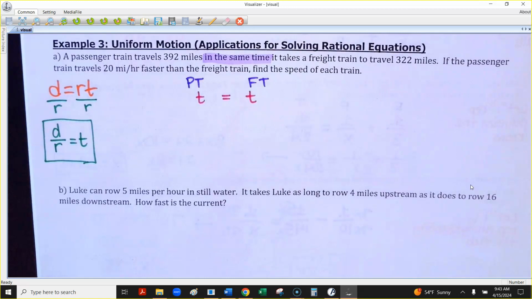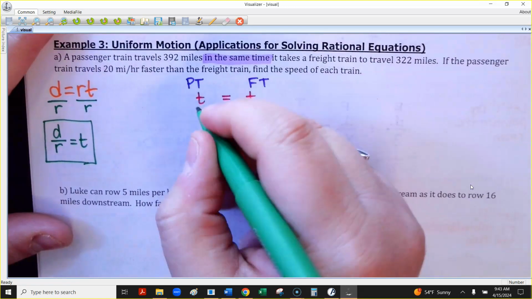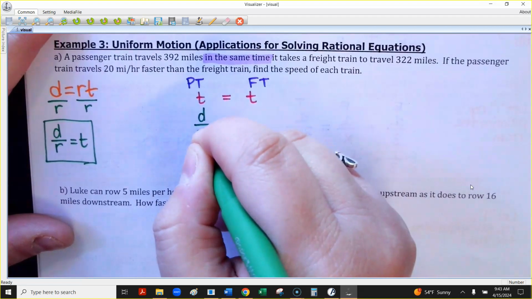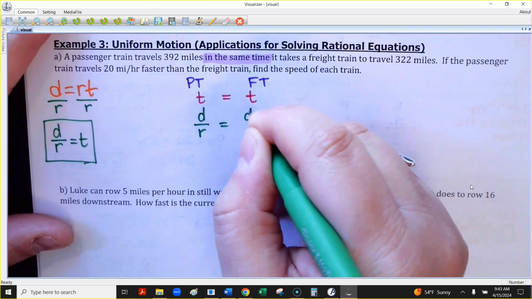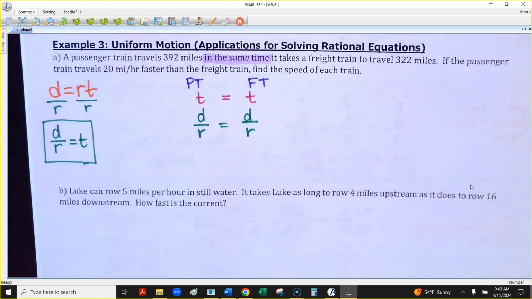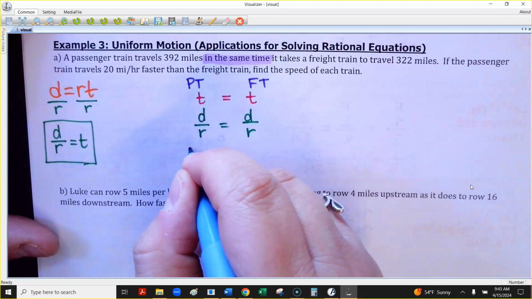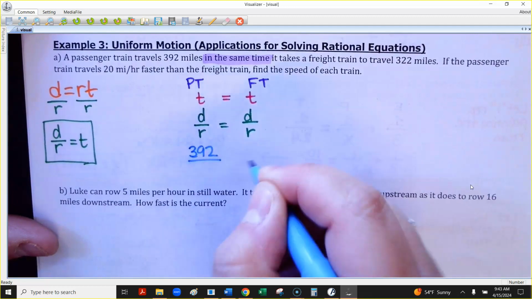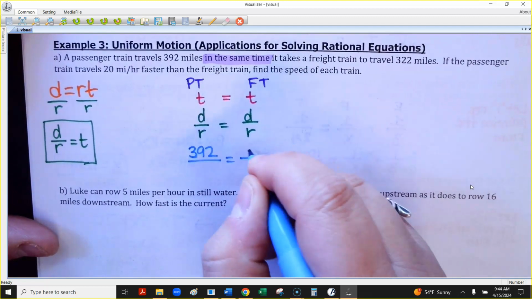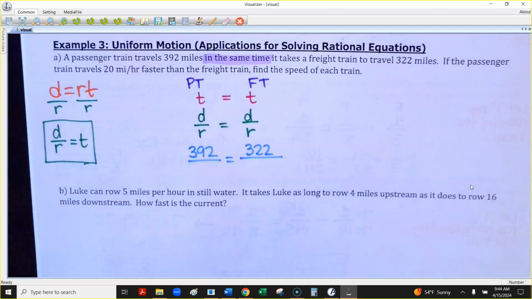So what I'm going to substitute in here for that is, instead of time, we're going to set up the distance divided by the rate for each of these. So we're just going to grab this information from the problem. It says the passenger train, the distance is 392. The freight train, the distance is 322. Now it does not tell you the speed for either train, so we're going to find it for both.